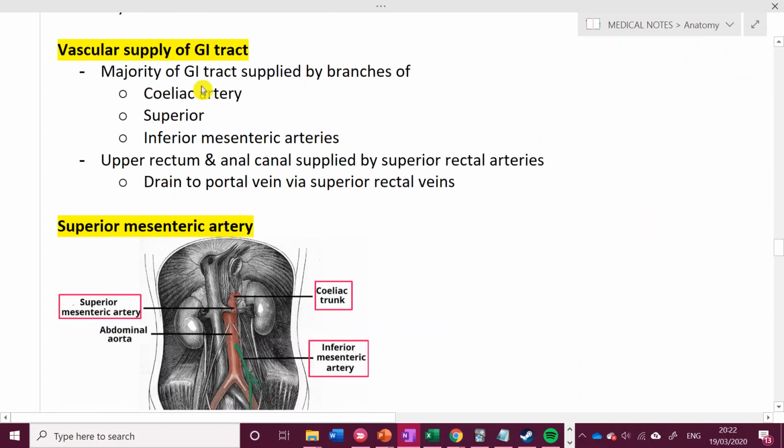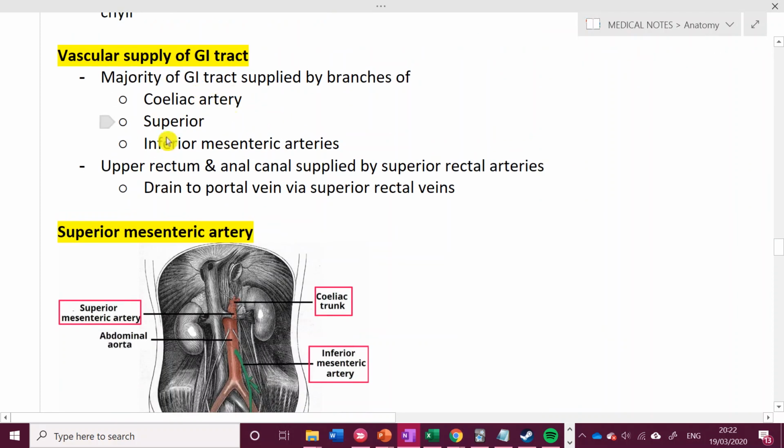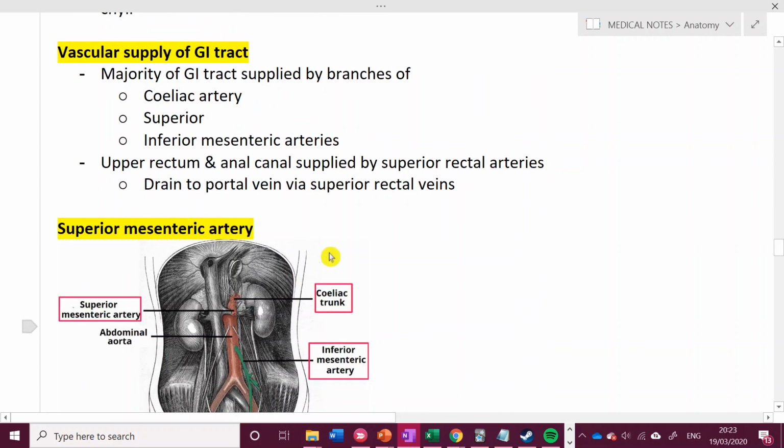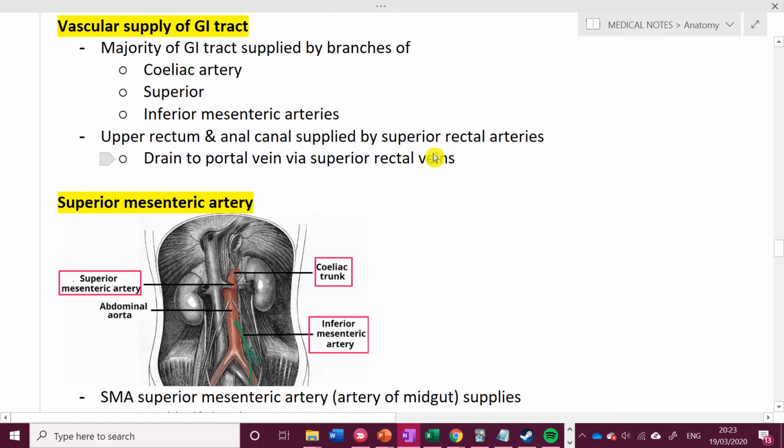Vascular supply of the GI tract. As we mentioned, the abdominal aorta gives off 3 branches, the celiac trunk, the SMA and the IMA, the mesenteric arteries, and they supply the majority of the GI tract. The upper rectum and the anal canal are supplied by the superior rectal arteries, and these drain to the portal vein via the superior rectal veins.